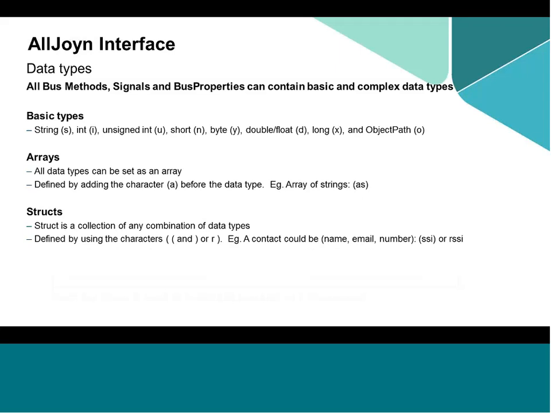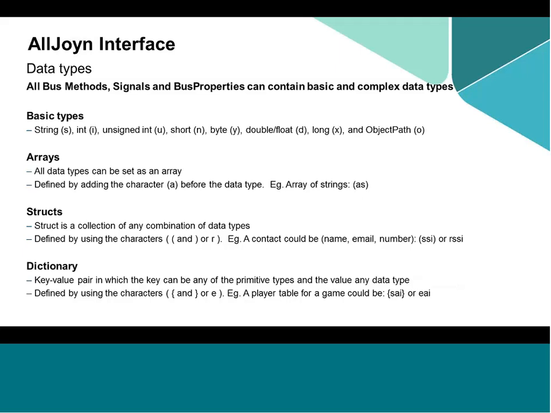We also have the ability to create structs or records, right, where this is a collection of information, and for instance, maybe we define a contact. And so you can see if we had a contact that had a name, an email, and a number, whether that's a phone number or a unique identifier, it can be designated as a parenthesis with a string, and an integer. And then we also have key value pairs.